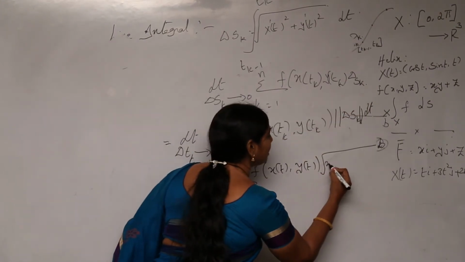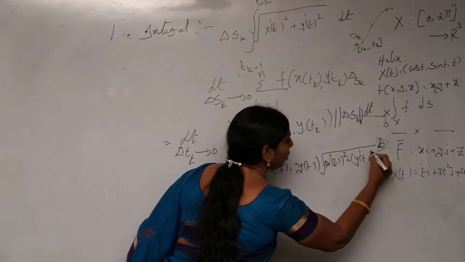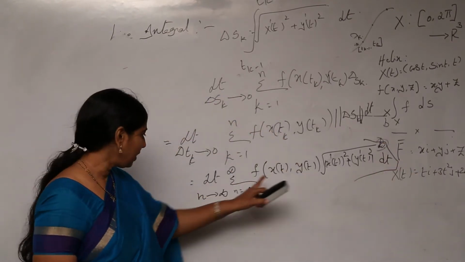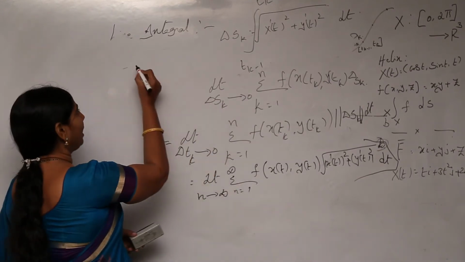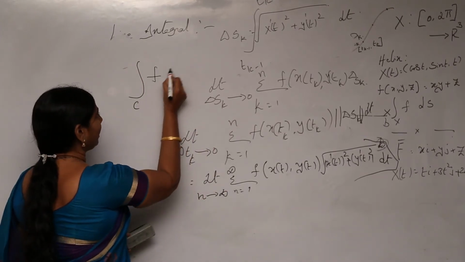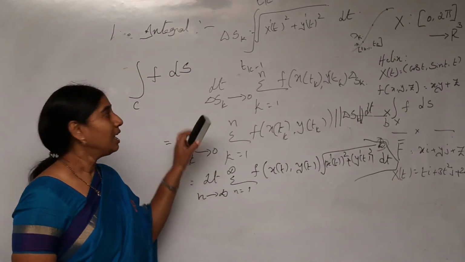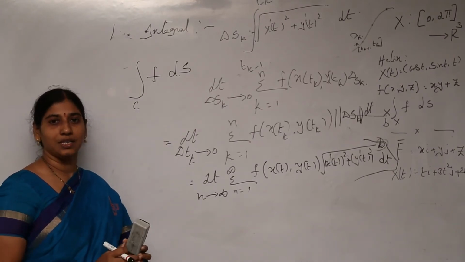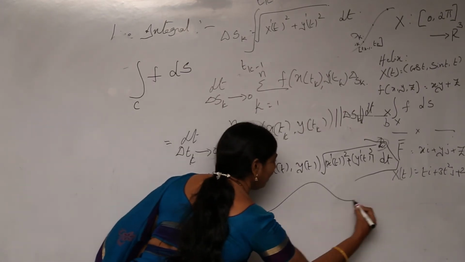Length is given as the integral of the square root of x dash t whole square plus y dash t whole square, dt. If this limit exists, then we call the limit the line integral along the curve C, and we denote it with the integral of f ds along the curve C. We call it the line integral of f along the curve C. Then what exactly is the line integral we are saying?